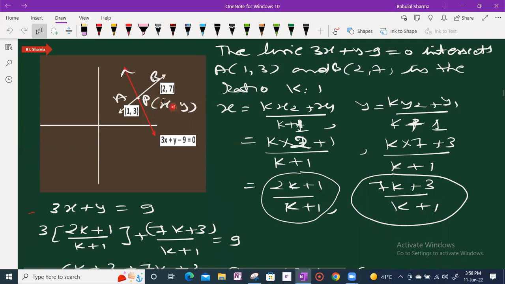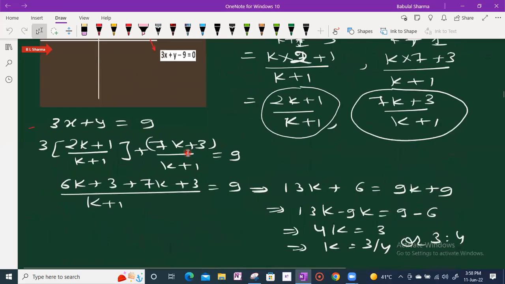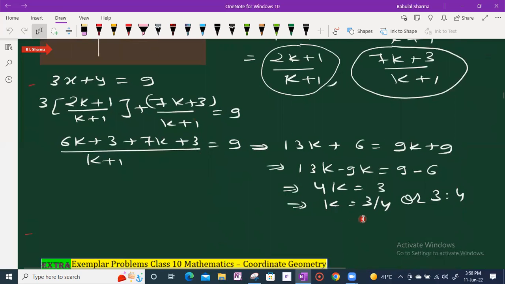इस पॉइंट P के x की टर्म में कोऑर्डिनेट फाइंड आउट करने के बाद क्या करेंगे कि ये जो पॉइंट P है इस स्ट्रेट लाइन पे लाई करता है. ये स्ट्रेट लाइन किसका ग्राफ है? This is the graph of the equation 3x plus y minus 9 is equal to 0. तो इस इक्वेशन में जहां भी x है, you replace x by (2k plus 1) upon (k plus 1), and you replace y by (7k plus 3) upon (k plus 1). And on solving, we get k is equal to 3 by 4.